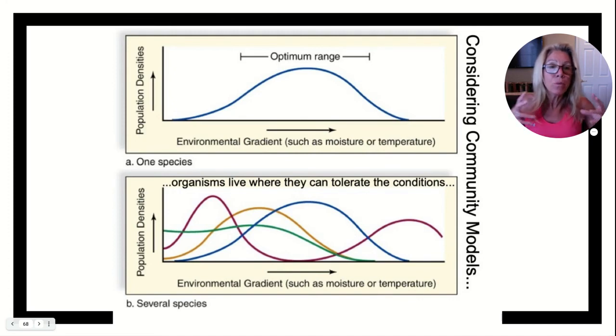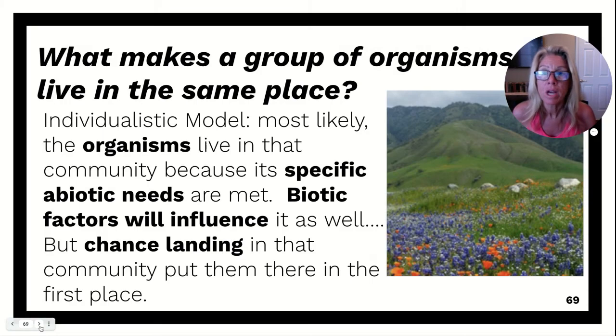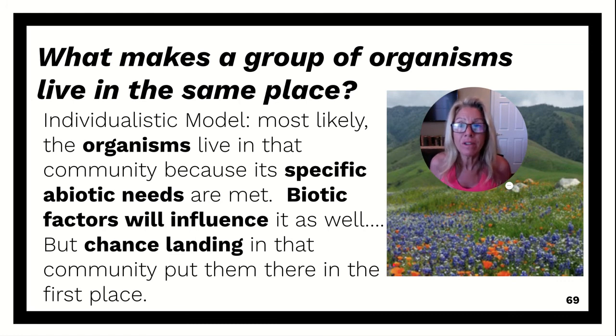So when we look at following a succession, what species live there to rebuild that community, we need to remember, right? Remember we talked about fundamental versus realized niche. You have to look at the range of what abiotic factors you can withstand to reestablish that community. And so you're going to have several different species, and can they tolerate those conditions? What makes a group of organisms live in that place? Most likely, it meets their abiotic needs. It is the right climate, right amount of temperature and rainfall. And then biotic factors are going to influence it as well, like competition, right? But it will also start with chance on how that community is reestablished, whether it is terrestrial or aquatic. Usually chance has a big role in that.